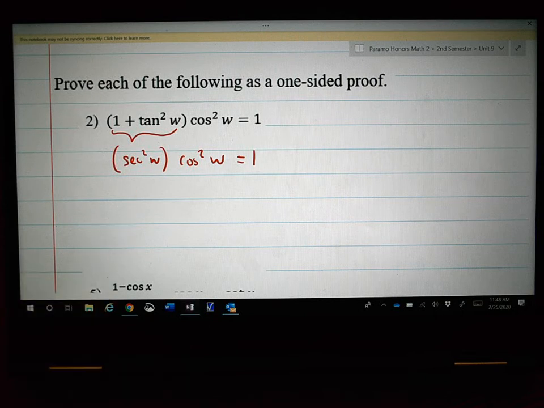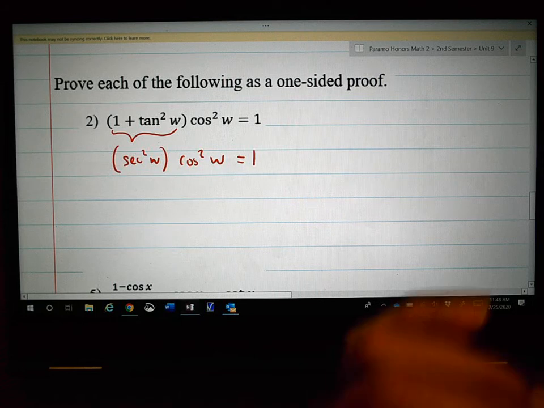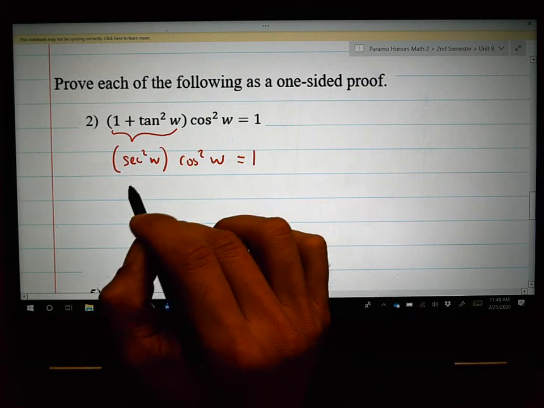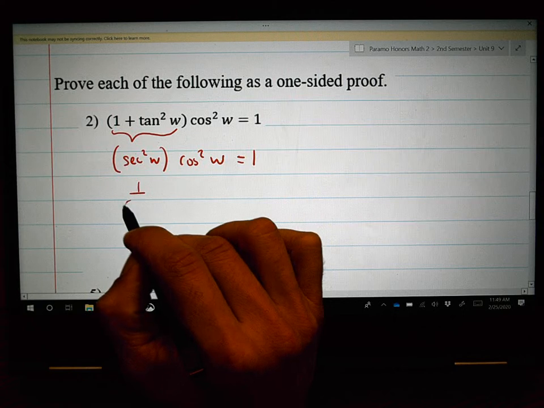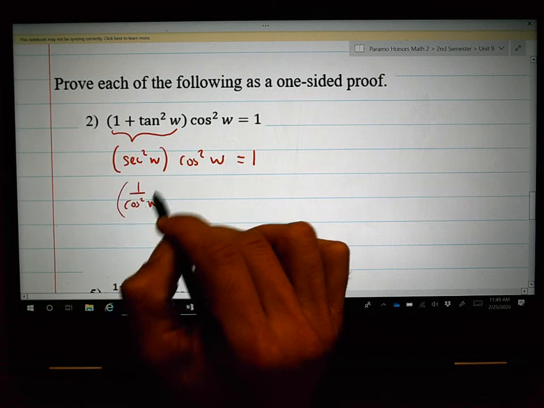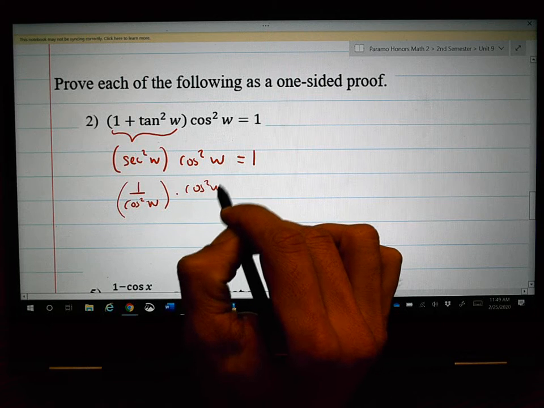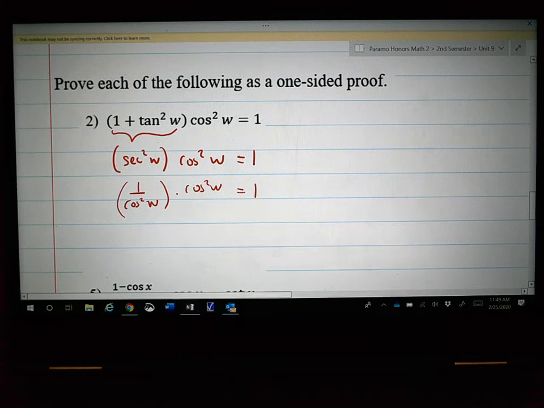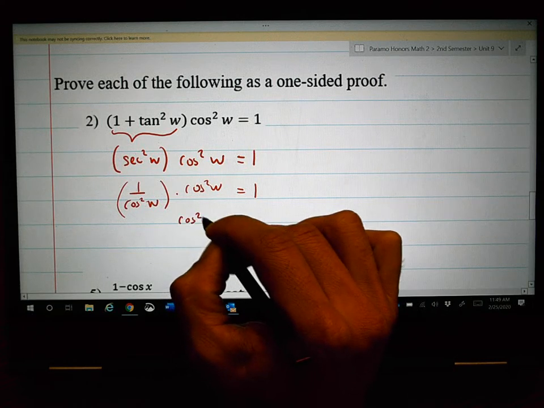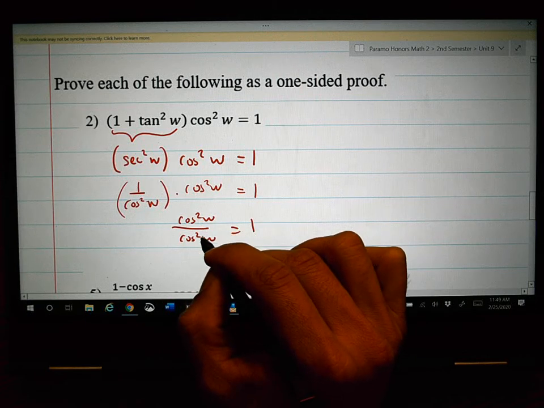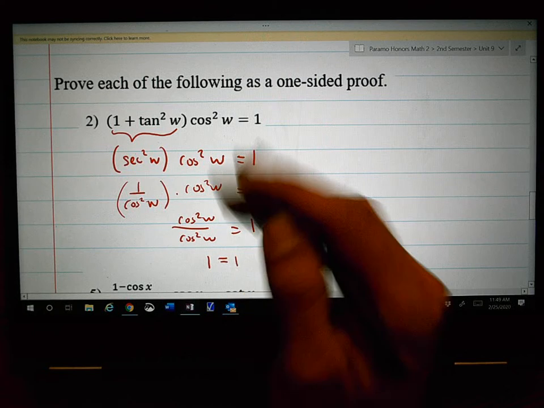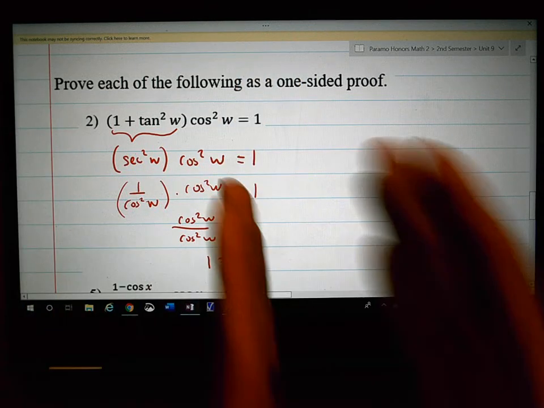I know what secant squared is equal to using a reciprocal identity. Cosine. Not cosine. Oh, you're close. 1 over cosine squared is what we're looking for. And then if you're multiplying 1 divided by cosine squared times cosine squared, you're going to get cosine squared on top and a cosine squared on bottom. And guess what? Cosine squared divided by cosine squared is the same thing as 1. And that makes the left side equal to the right side.